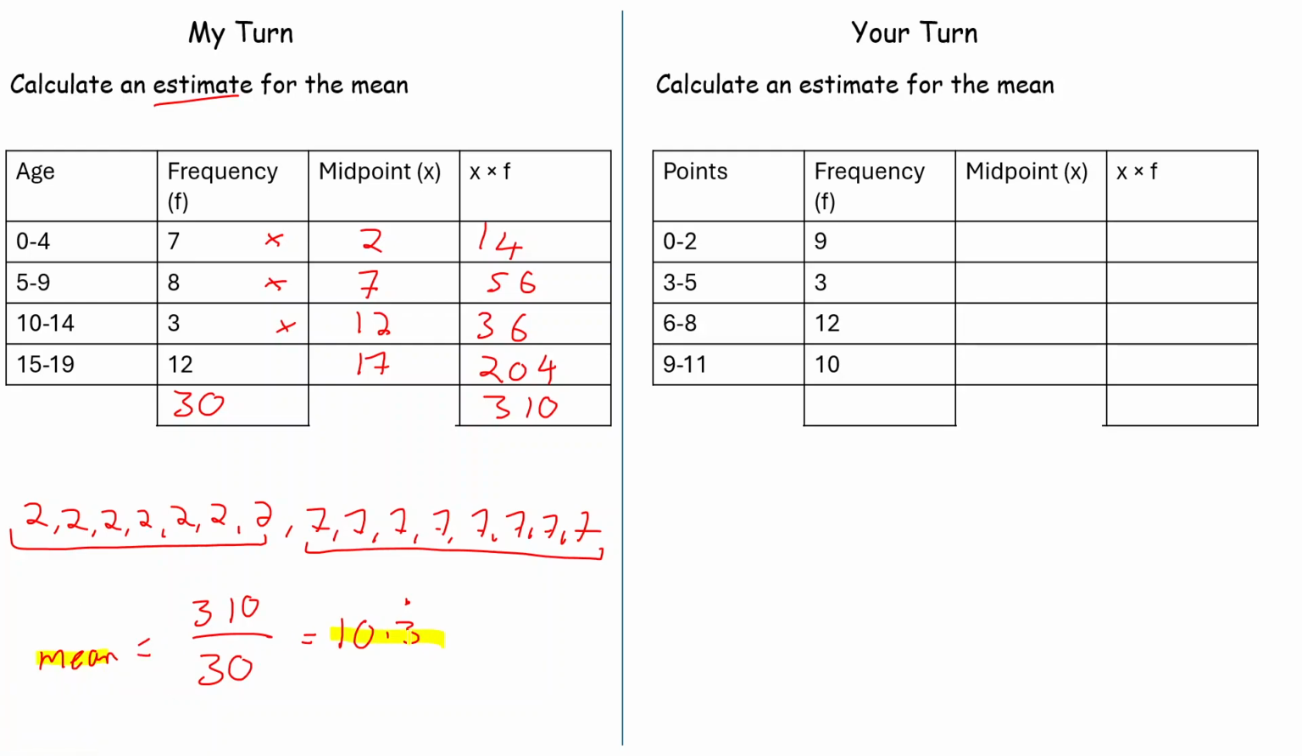Does that make rough sense? Yeah, because if you look at the frequencies, it's distributed roughly about right. It's going to be about roughly there. That sounds pretty good to me. Okay, so you can pause the video and now try the your turn.